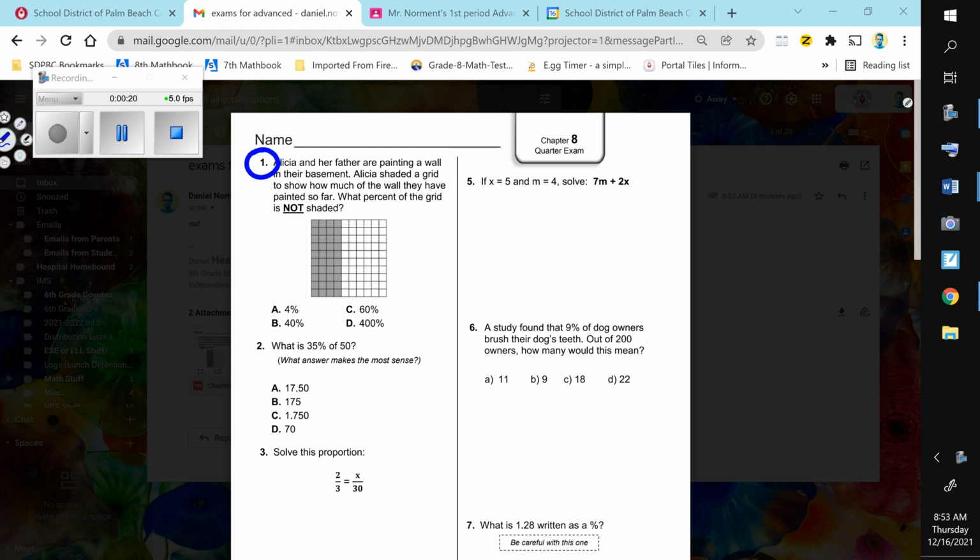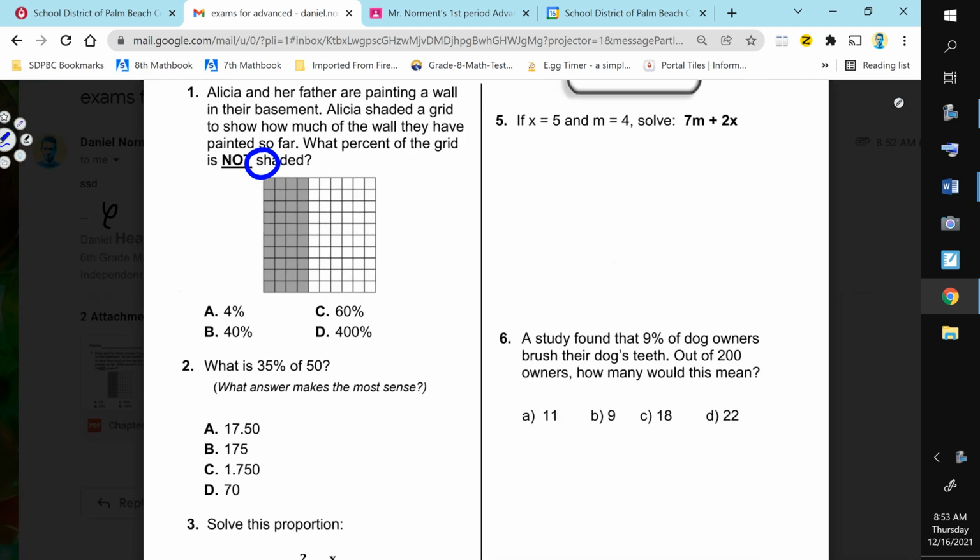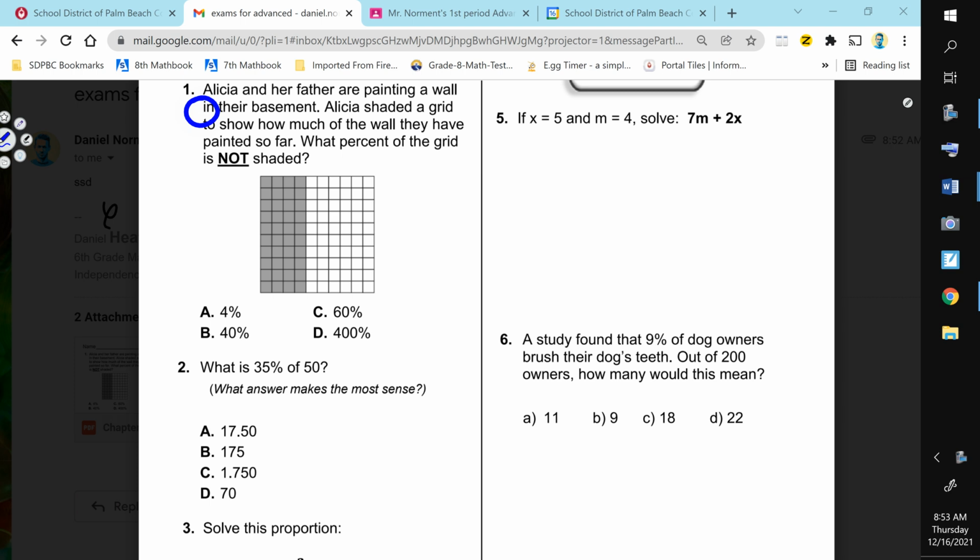Number one, let me make it a little bit larger. Okay. Now, if you missed number one, my guess is you counted all these boxes and said that there's 40% that are shaded. But remember, the question is, how many are not shaded? So you need to figure out what this percent is. Okay? That's all the help you're going to get for that one.